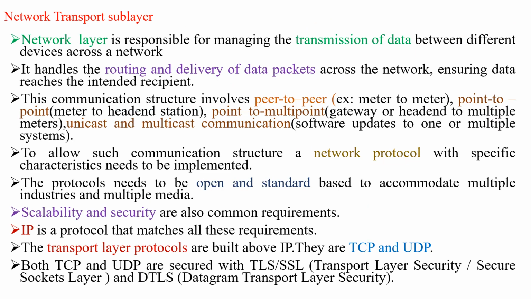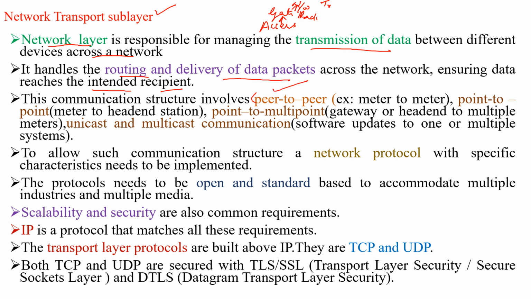So the next sublayer is called your network transport sublayer. First you have seen your access network sublayer. Above that you had your gateway and backhaul. Now once the connection is established, you go for transmission of the data, which is made possible by your network transport sublayer. The network layer is responsible for managing the transmission of data between different devices across the network. It handles the routing and delivery of data packets across the network, ensuring that the data reaches the intended recipient.